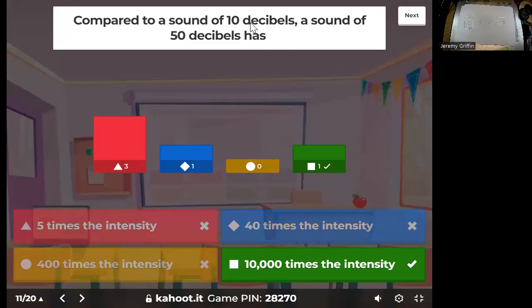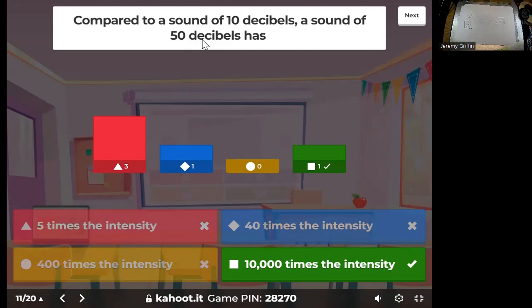You guys see that prefix deci? What does deci mean? We almost never use that in this class. It's 1/10, right? So 10 decibels, can I just call it 1 bell? Is that okay? And 50 decibels, how many bells is that? 5, right? So we got 1 bell versus 5 bells.